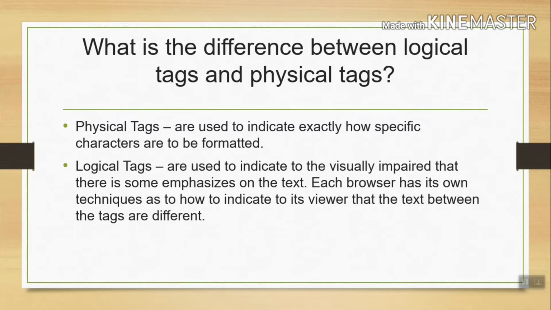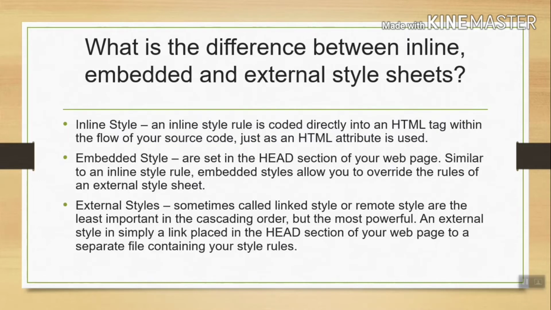What is the difference between logical tags and physical tags? Physical tags are used to indicate exactly how specific characters are to be formatted. Logical tags are used to indicate to the visually impaired that there is some emphasis on the text. Each browser has its own technique as to how to indicate to its viewer that the text between the tags is different.